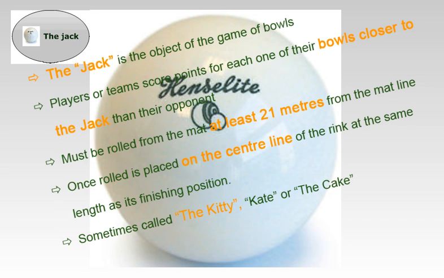The jack is sometimes called the kitty. The kitty must be rolled by the lead at least 21 metres from the mat line. Once it's come to a stop, the skip will place it on the centre line of the rink at the same length as its finishing position.